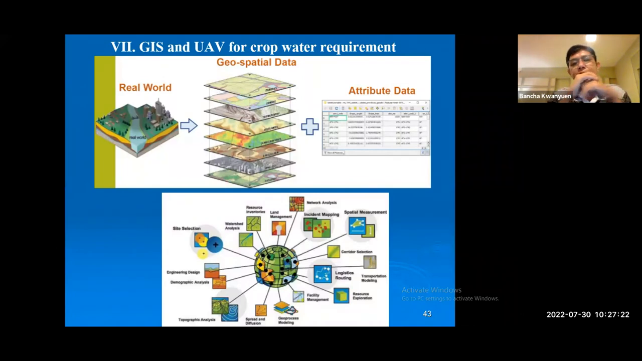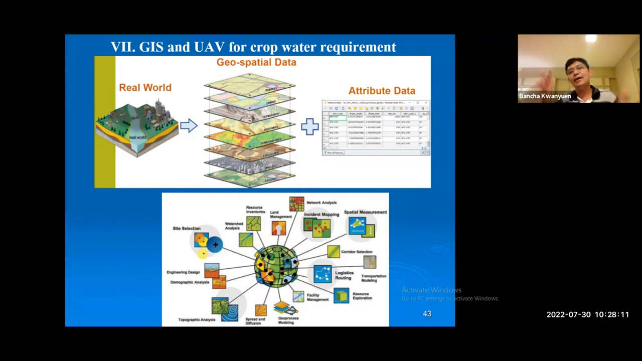Next we have a look at GIS and UAV. On the GIS itself, you have the real world and you have the geo data as a representation of the earth. You can have many layers: the base map layer, the land use layer, and some other layers all together become geo maps. And of course, on this you have attributes, in a table that is added to each position so that you can look at it.